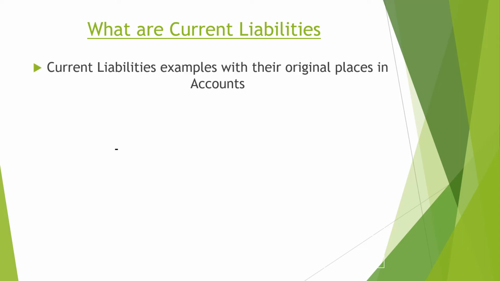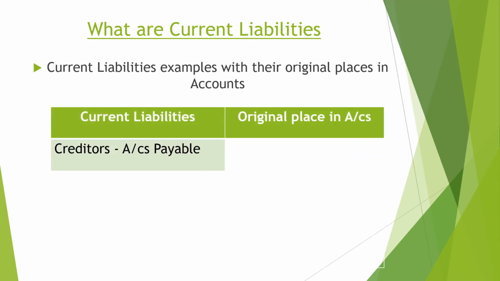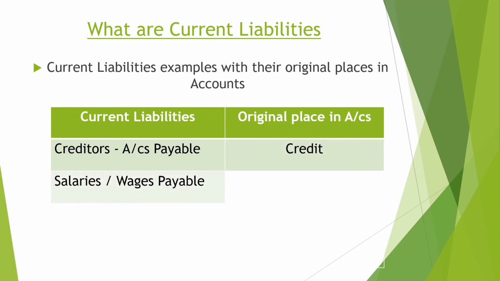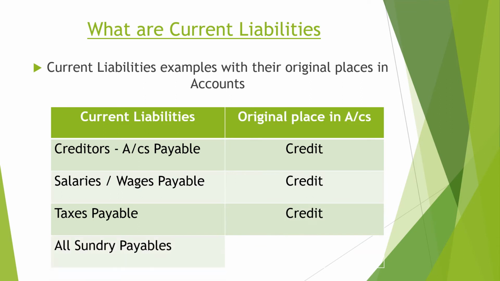Now let's go through the current liabilities example with their original place in account. Creditors or accounts payable, the original place in account is credit. Salaries and wages payable, credit. Tax payable, credit. All sundry payables, credit.